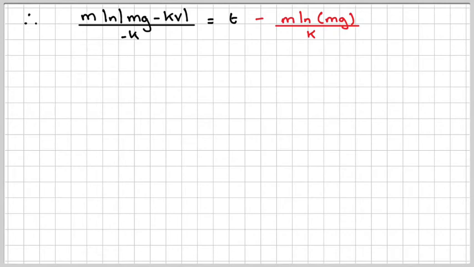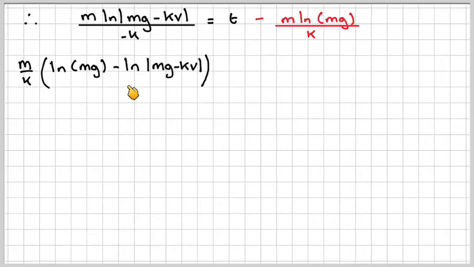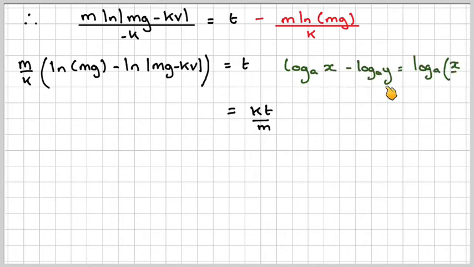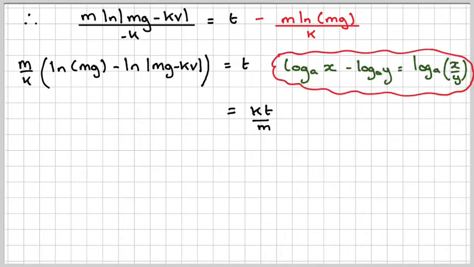If we now take this to this side, and we have a common factor of m over k in both, we have ln(mg) minus ln(mg - kv) is equal to kt over m, taking the k and the m to the other side. We can apply a rule of logarithms: log to base a of x minus log to base a of y is log to base a of x over y. We get ln(mg/(mg - kv)) is equal to kt over m.